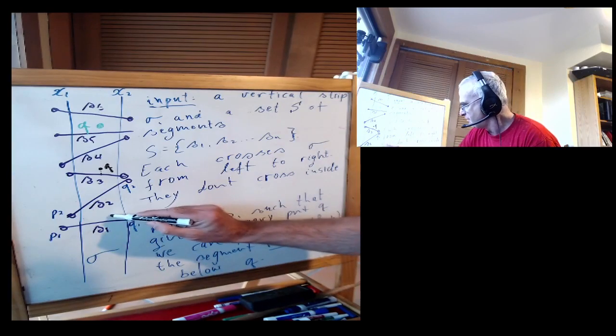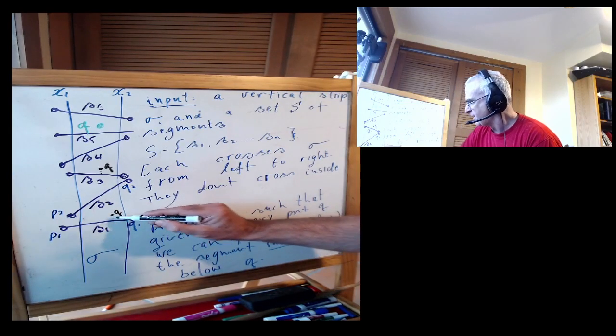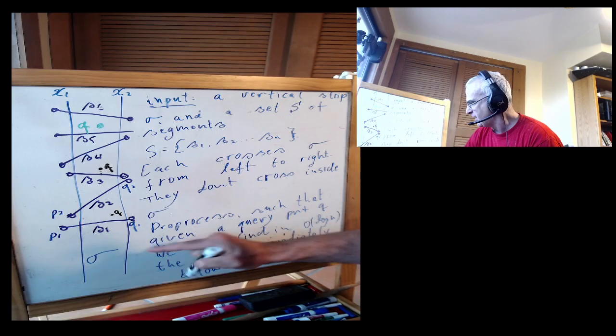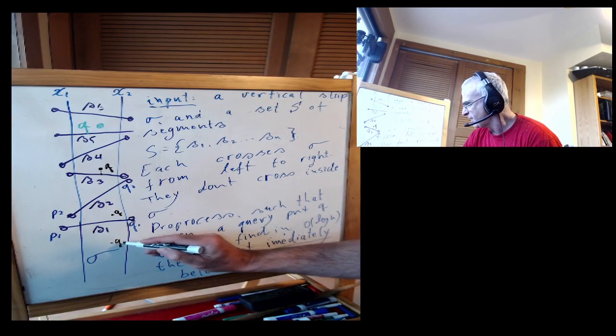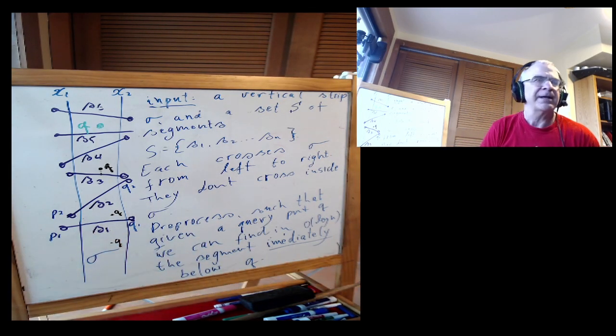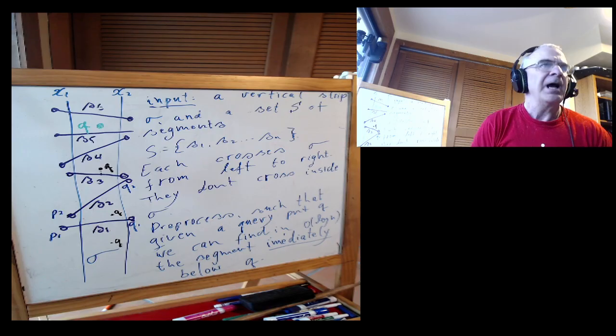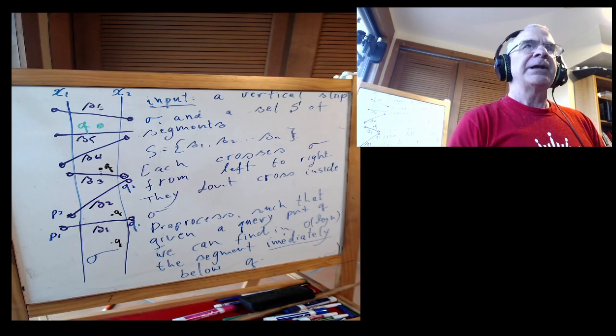If my point Q is here, then the segment just below it is S1, and if Q is over here, your answer should be that there are no segments below it. Is the question clear to everybody?